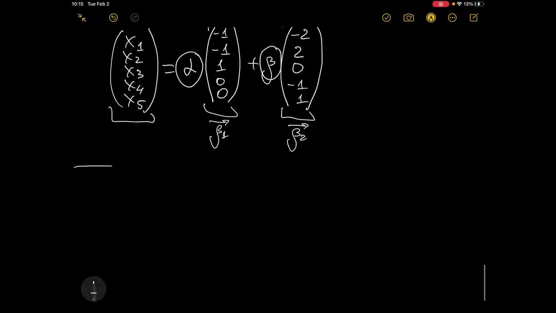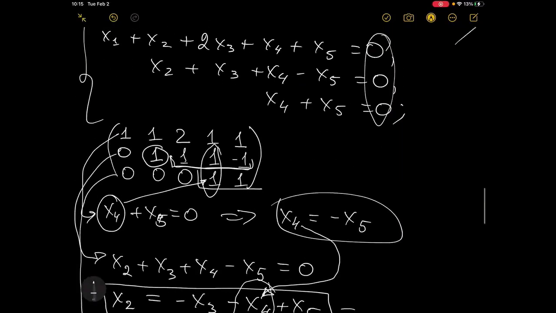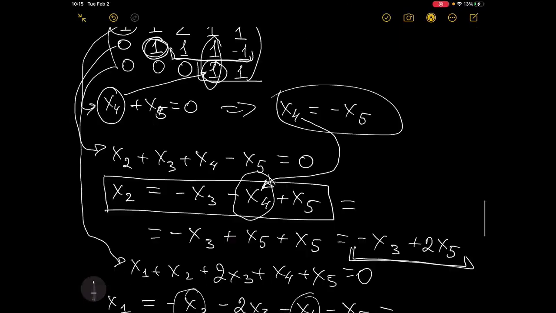So here the leading variables are x1, x2, and x4, and we're replacing each of those with expressions involving x3 and x5. Exactly, exactly. Which means we are expressing leading variables through free variables, right? Yes, that makes sense. Okay, perfect.